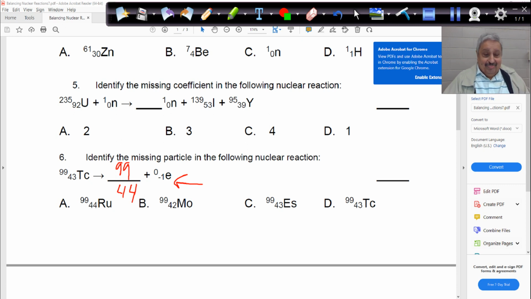Ruthenium, Ru. So where is it then? What's the choice? A. It is not Monday today. I'm very impressed. So it's A. Okay, so let's take another one.